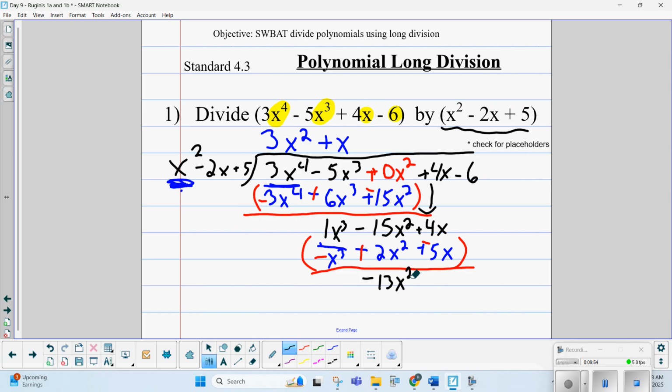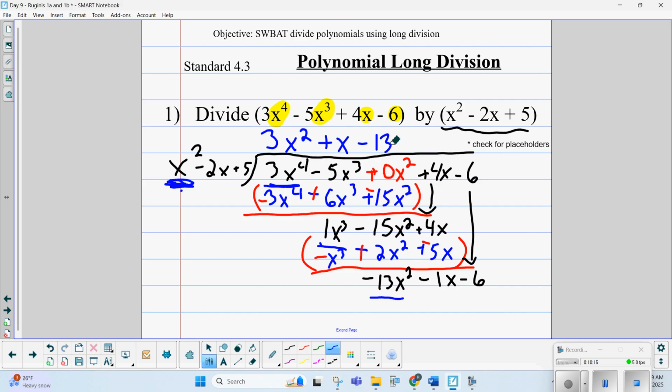4x and negative 5x become negative 1x. And then we're going to bring down the next piece. All right, and then we'll repeat again. We've got to ask ourselves, what do we need to multiply x squared by to get negative 13x squared? That would be negative 13.